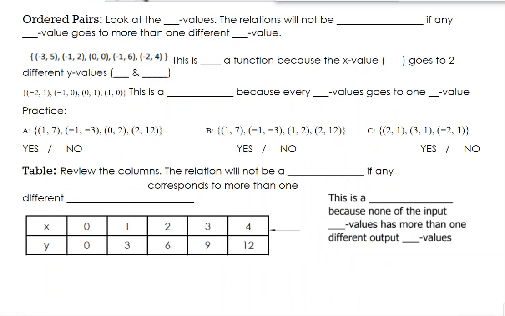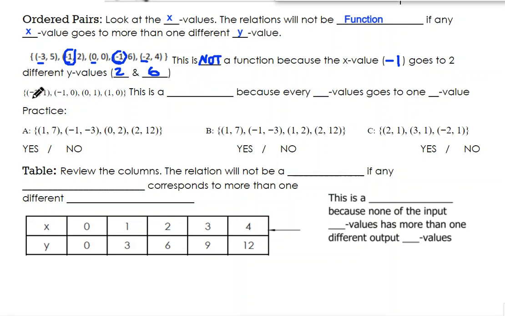In ordered pairs, we want to look at the x values. The relation will not be a function if an x value goes to more than one different y value. So let's look at this example here. Let's look at my x values, which are my first numbers. I have -3, -1, 0, -1, -2. This is not a function. Why? It's not a function because my x value of -1 repeats. My x value of -1 goes to two different values. It is paired with 2, and it's paired with 6. That is not a working function machine. -1 can only have one output. It can't have two, so it is not a function.